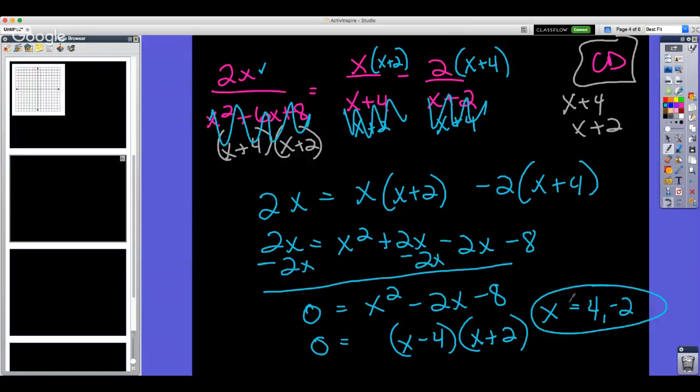But what can x not be equal to? Isn't it negative 4 and 2? Okay, so both of these are positive, right? If I set both of these equal to 0, what could x not be? This was the bottom, x plus 2, x plus 4. So x cannot be equal to negative 4 or negative 2. So which of these answers can I not have? Negative 2. Good. So we would cross off negative 2 and be left with just 4. So x equals 4.